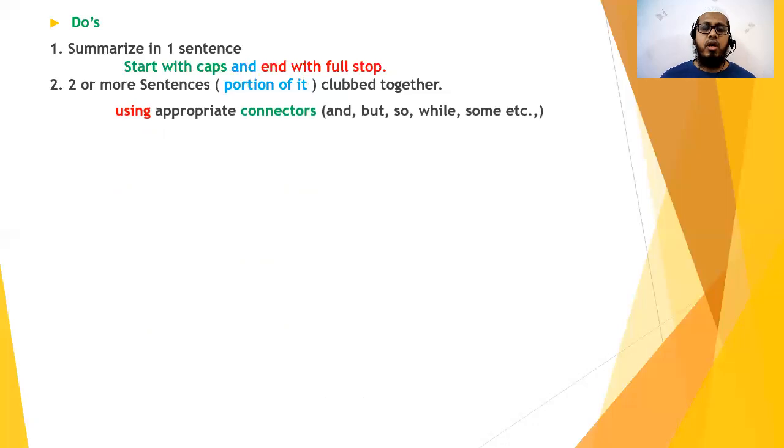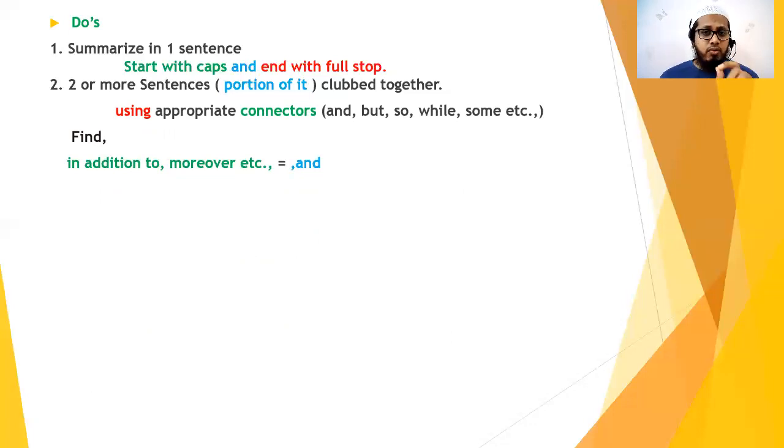And how do we do it? By using appropriate connectors: and, but, so, while, some. I use only these five, and that is enough. If you just use these five, you can easily frame a perfect, out-of-out scoring sentence. And, but, so, while, some. When do we use each of these? You will get to know later, so stay tuned.